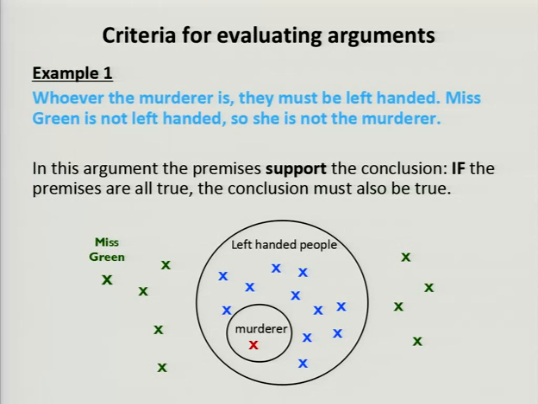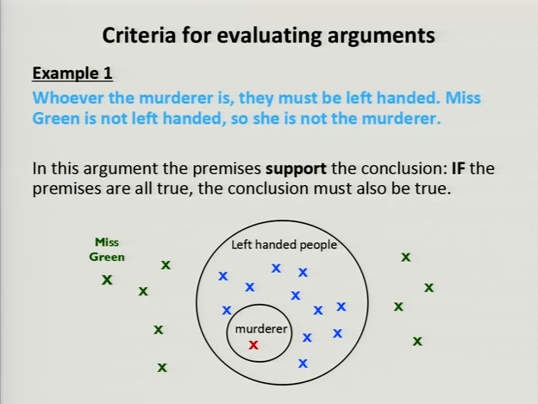So whoever the murderer is, they must be left-handed. A murder has been committed. We have a blood spatter expert like Dexter or something like that, looking at the way the weapon must have been wielded. It must have been somebody who is left-handed. And we have a suspect, Miss Green. Looks pretty suspicious, but she is not left-handed, so she cannot be the murderer. And the figure is going to illustrate why she can't. The murderer falls within the group of left-handed people. Miss Green doesn't, so she is not the murderer.